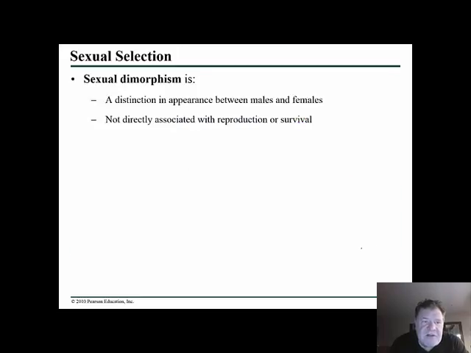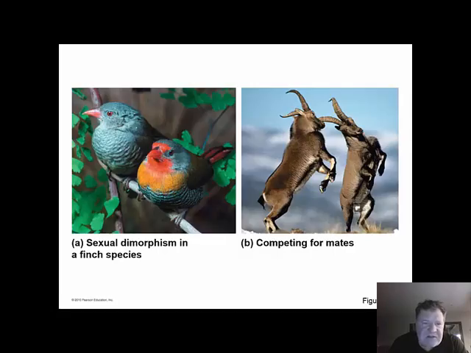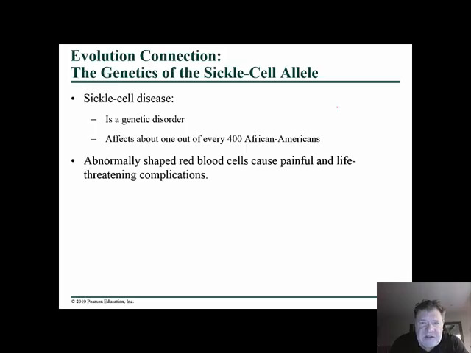Sexual dimorphism is a distinct appearance between males and females. It's not necessarily associated with reproduction or survival, and again, it's who you prefer to mate with in sexual selection. So here we have the sexual dimorphism in finches, where the males are much more colorful than the females, and here we have big, strong males with big horns, and basically the horns are just used to work with one another.